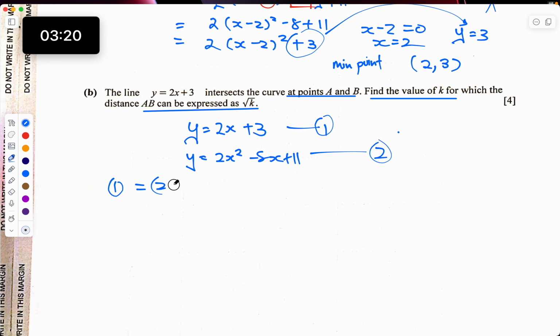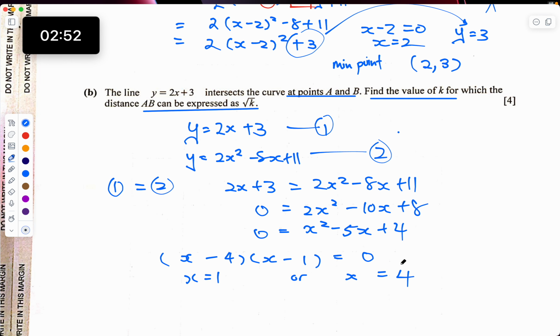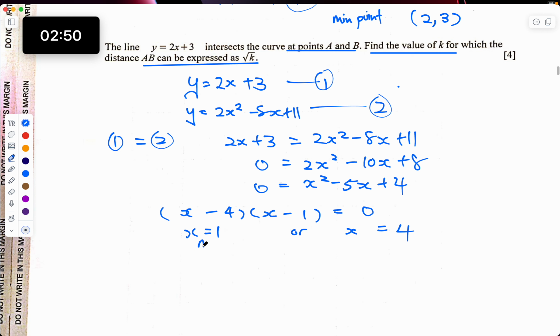So 1 would be equivalent to 2. So 2x plus 3 would be 2x squared minus 8x plus 11. You have to make x the subject so we can move every single term here. Before solving it, divide by 2 throughout. And you can factorize this into the 2 terms. You can of course press the calculator for this as well. So x would be 1 or x would be 4. Now if you tag this with A or tag this with B, either way is still fine.